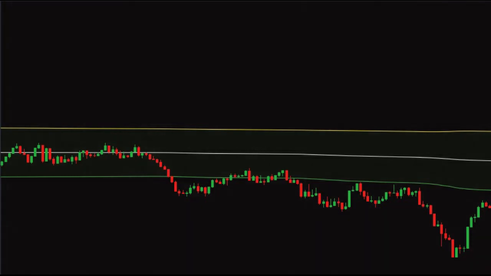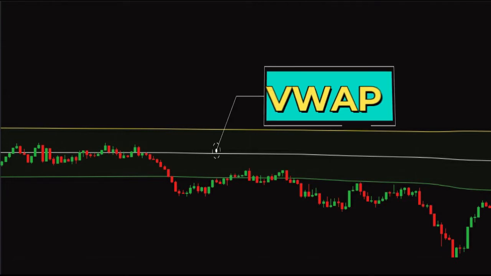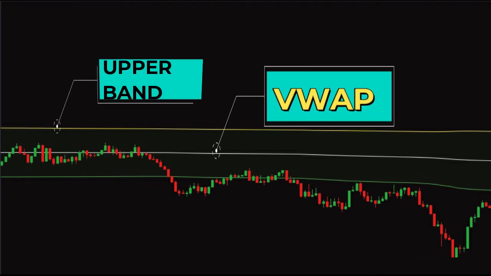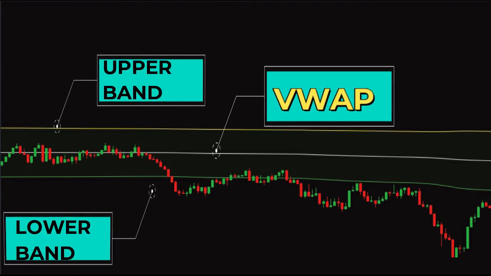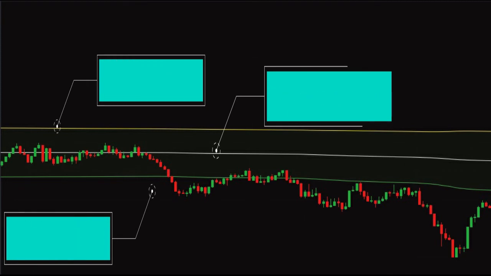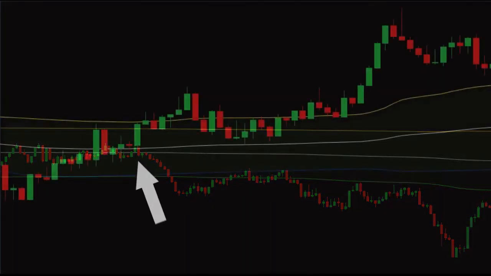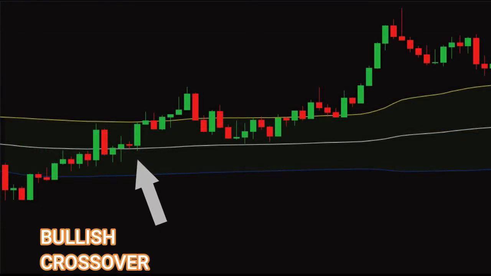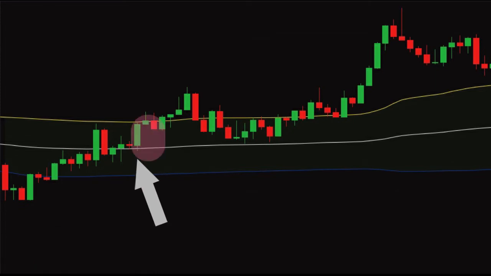Now let me show you the VWAP indicator in the chart. As you can see here, the middle line is the VWAP indicator itself, the upper line is called the upper band and the lower line is called the lower band. Now look at this chart. As we can see here, a bullish crossover is happening, so we will look for buy setups. As you can see, this candle crosses the VWAP, so the very next candle will be our buying candle. You can put your stop loss at VWAP or at the low of your crossover candle.